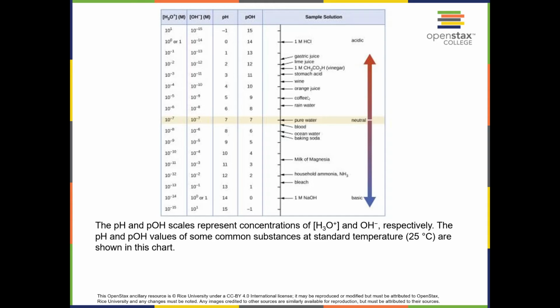Lower pHs, acids. Coffee is relatively acidic. It has a pH of around 5. Orange juice is even more acidic, a pH 4 point something. Or stomach acid, close to 3 but above 2, between 2 and 3. 1 molar HCl has a pH of 0. So if the pH is less than 7, you have an acid. And if the pH is greater than 7, you have a base. And if the pH is exactly 7, you have neutral.